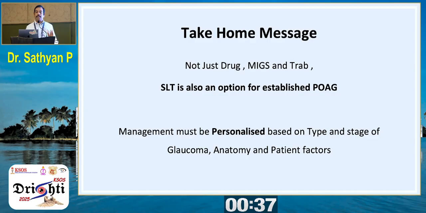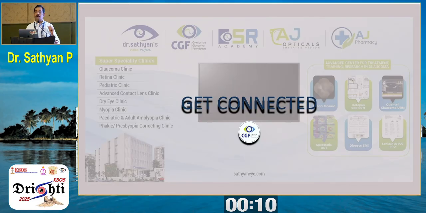So the take home message is: drugs work well, but don't be arrogant to the patient. If the patient is not willing to use the drugs, if you have SLT, that is again the best choice. Start learning your MIGS procedures. It is definitely a way out for mild to moderate glaucoma. TRAB always, as a gold standard, holds good for all kinds of stages, all types of glaucoma. So that is the take home message for this very short talk of 10 minutes.